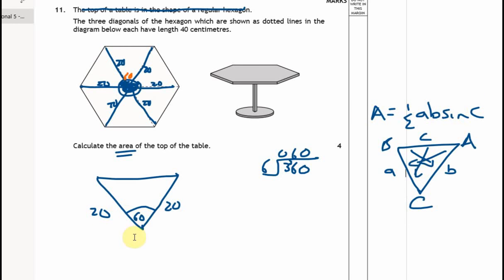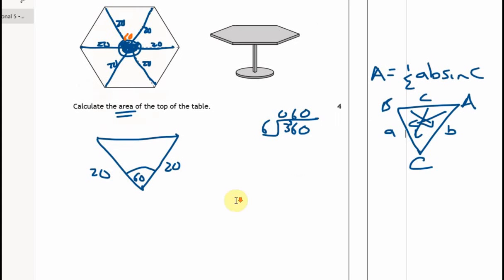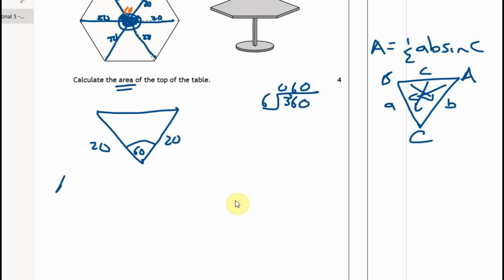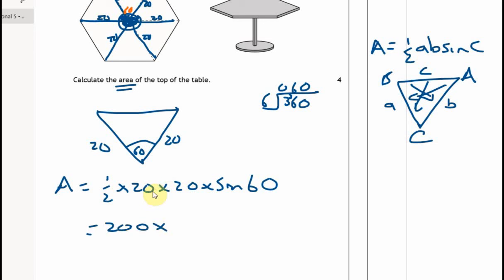Okay, and that's what we know. We've got this length, and this angle. So let's just solve for that. So we know the area. I'll just say the area is equal to a half times 20 times 20 times sine of 60. So 20 times 20 is 400, because it's just 20 times 10 times 2. So 400 and then times by a half, that's divided by two, that's going to give me 200. So 200 times sine of 60.